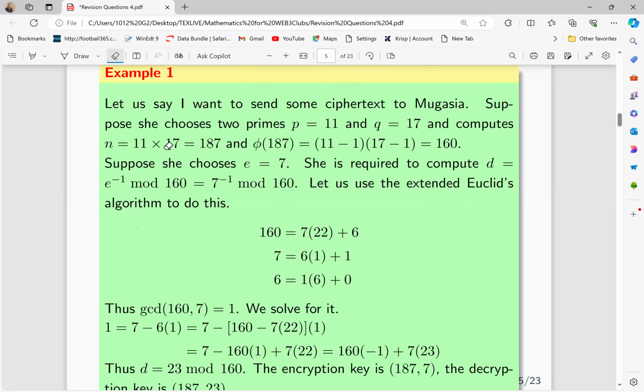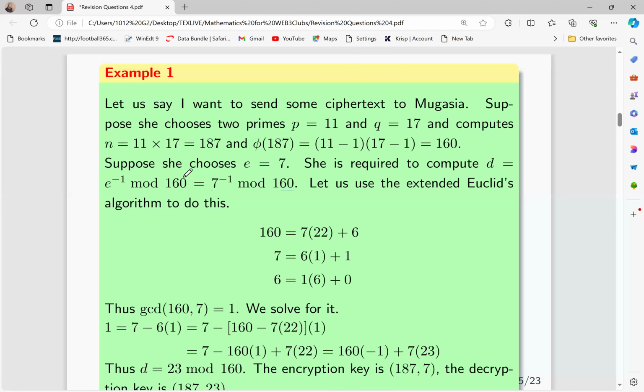I'll repeat the steps. I said I wanted to send a message to Mugasi. What she does, she has to choose two prime numbers. She will keep those two prime numbers private. Is that okay? But then she has to use those two prime numbers. One, calculate N, the product of those two prime numbers. Two, she will use those two prime numbers to get Euler phi of N.